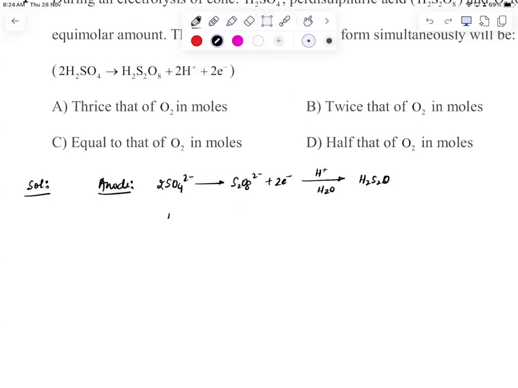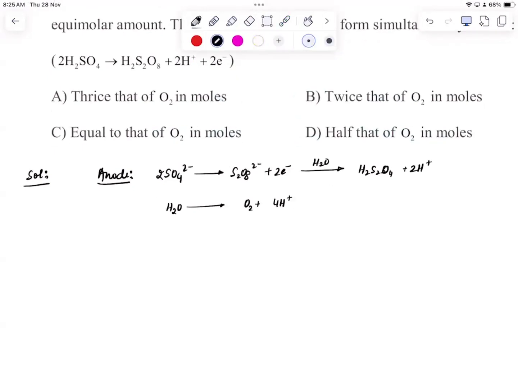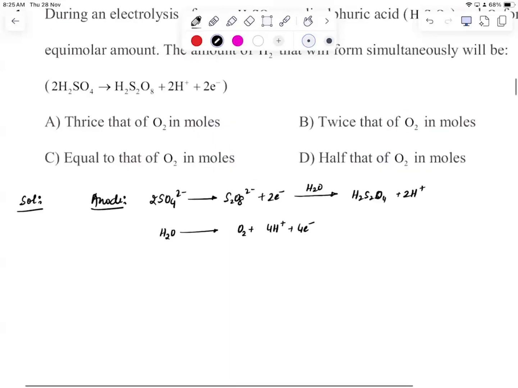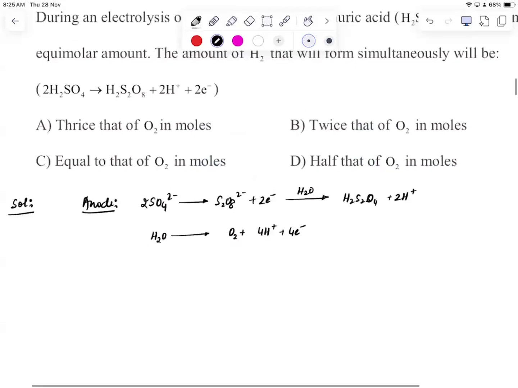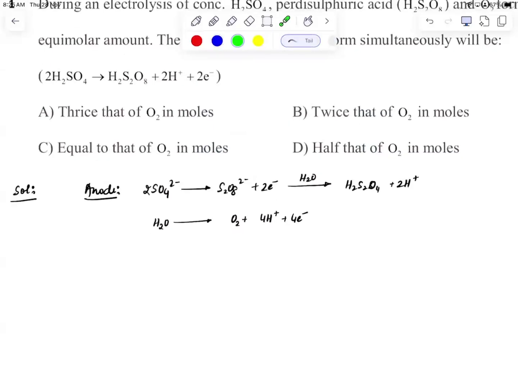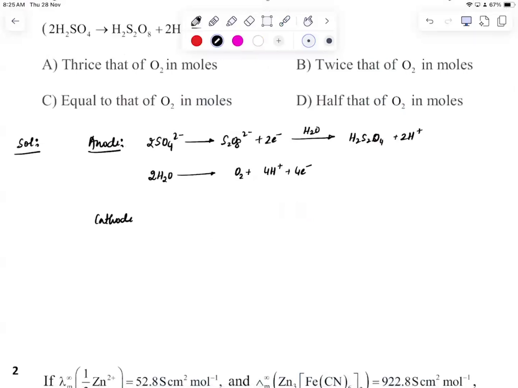And another reaction that would happen is H2O getting oxidized to O2, which brings 4H plus. While reacting this with water, we would get 2H plus as well. So O2 plus 4H plus plus 4 electrons is what it forms. Now notice this one. At cathode, what we expect is that 2H plus plus 2 electrons gives away H2 gas.